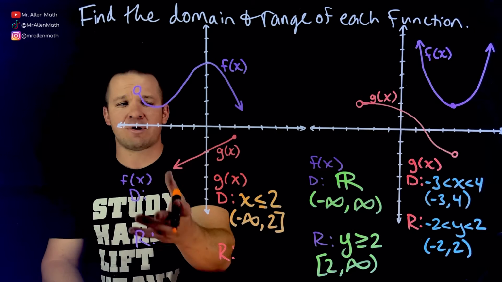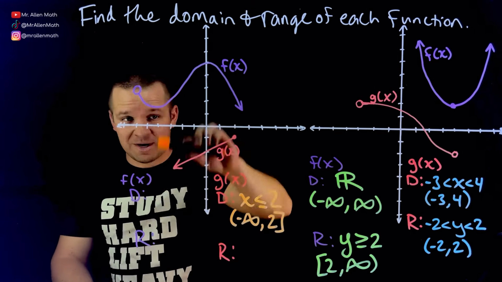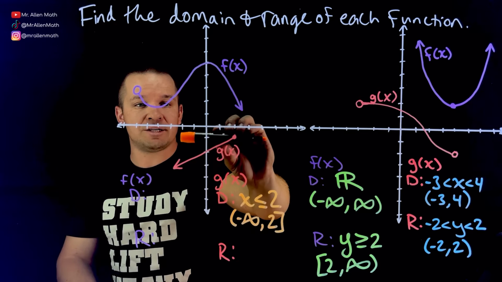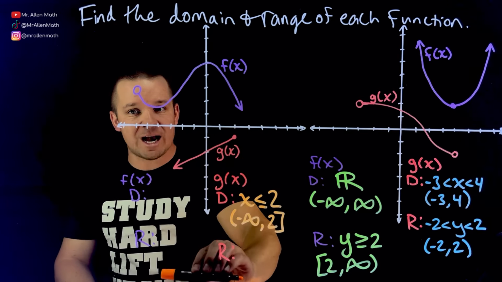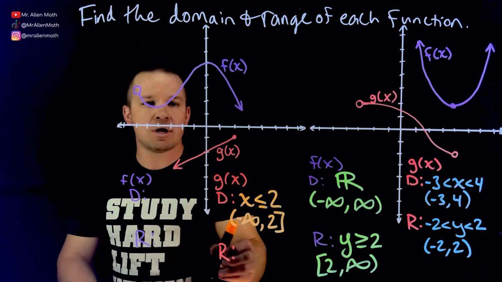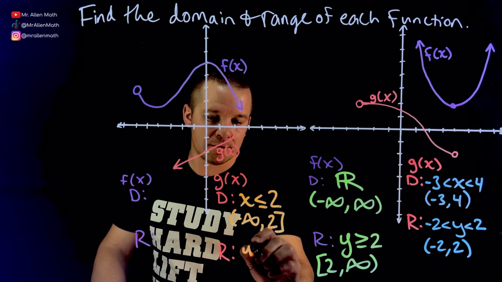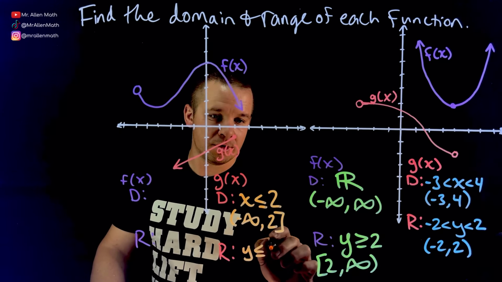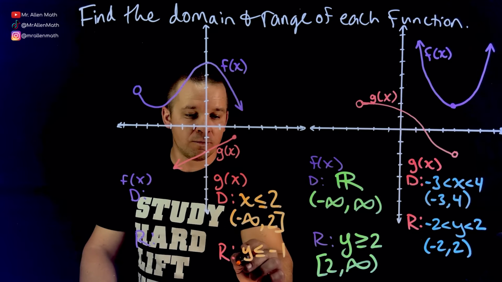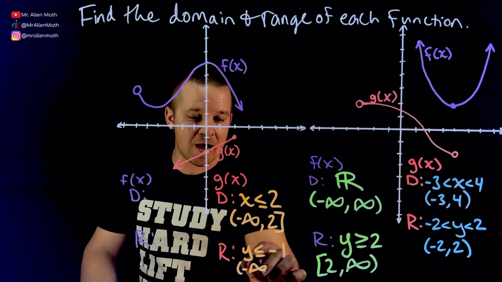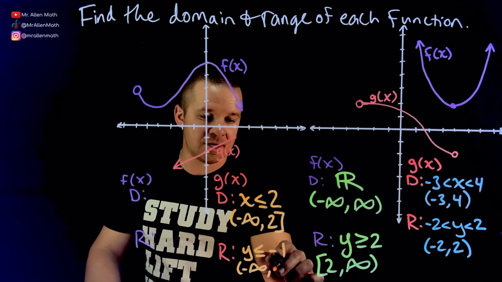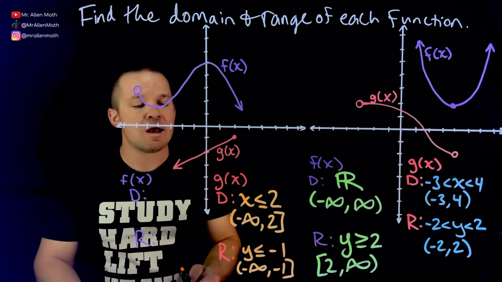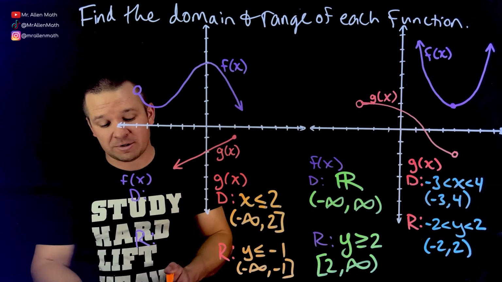Not last one, I still have another problem. Range, we're going to go up and down, right? It gets up to negative 1, but it keeps going down, right? It goes down as it goes to the left. So we will say that y is less than or equal to negative 1, or we could say from negative infinity, not including that negative infinity, up to negative 1 with a bracket, okay?